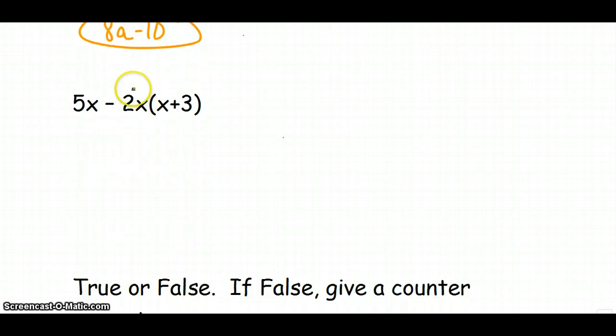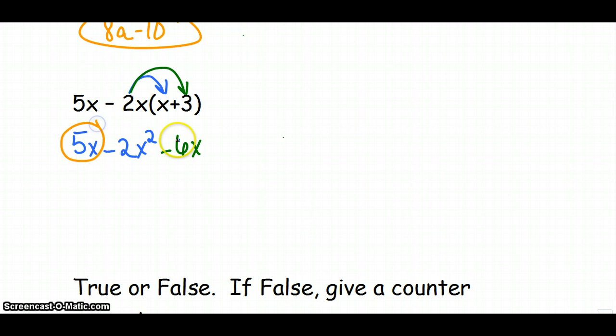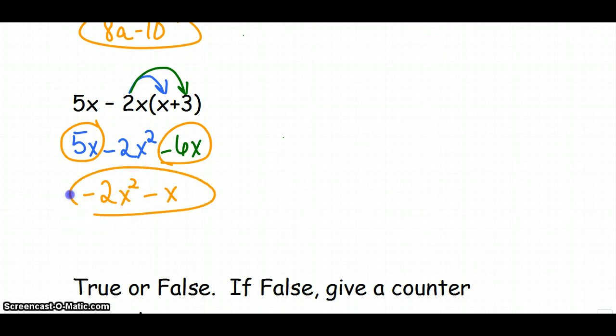Next, let's distribute. Well, let's start by bringing down our 5x. Negative 2x times x is going to give me negative 2x squared. Negative 2x times 3 gives me a negative 6x. Circle my like terms. 5x and negative 6x. So I have negative 2x squared that I just brought down. 5x minus 6x is going to give me negative 1x, or just negative x.